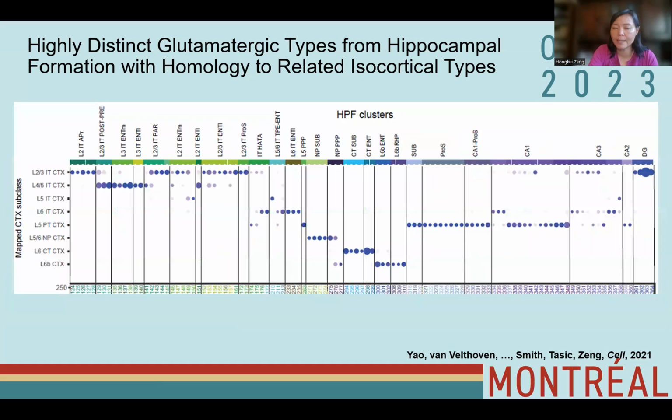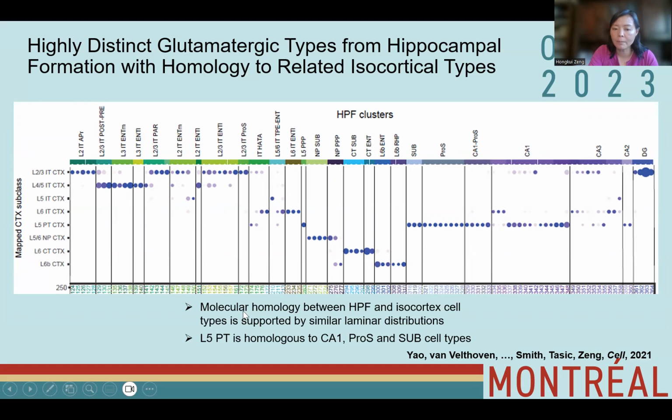However, in addition to that distinction, we also observe that there's a very specific homologous relationship between HPF glutamatergic clusters and cortical neuronal types or subclasses. By performing a homology search, we are able to find highly significant, one-to-one homologous relationships between HPF clusters and each of the layer-specific cortical subclasses of glutamatergic neurons.